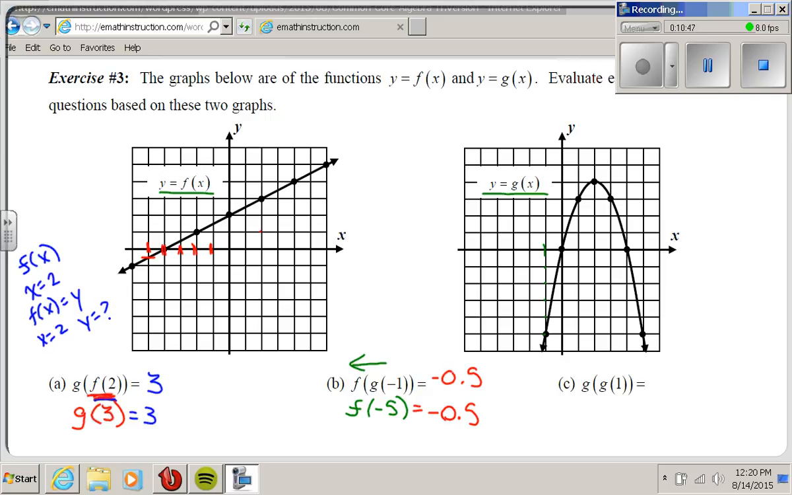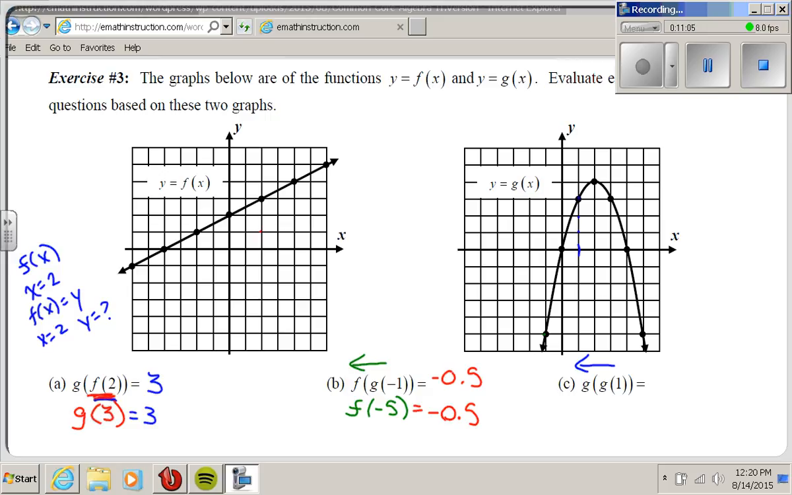So let's try it when we're doing a double composition using the same function. And then you're going to try the last three on your own. So we want g of 1, again, working right to left. G of 1 to start. So here's my x value. What is the y value at g of 1?